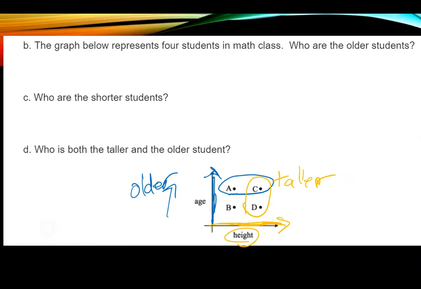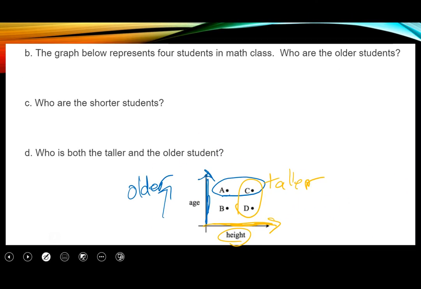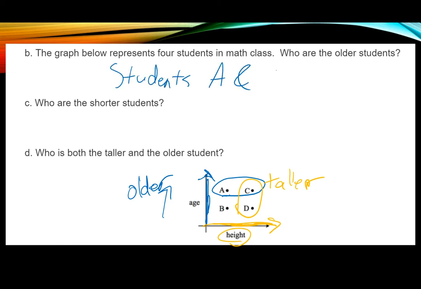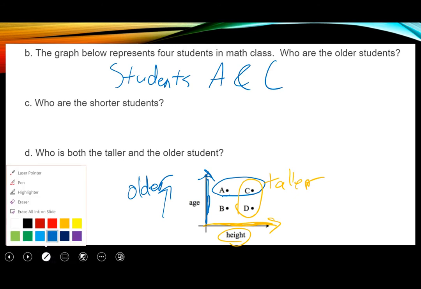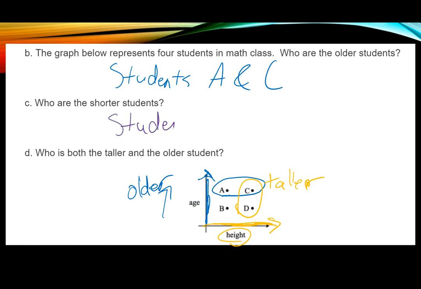So who are the older students? Well, we have them circled in blue there. That's going to be students A and C. Who are the shorter students? Well, it's going to be the ones that aren't taller. And so that's going to be A and B, the ones that aren't circled. And then who is the taller and older student? Well, it's going to be where we have our little intersection here between our taller and older students. And that's going to be student C.